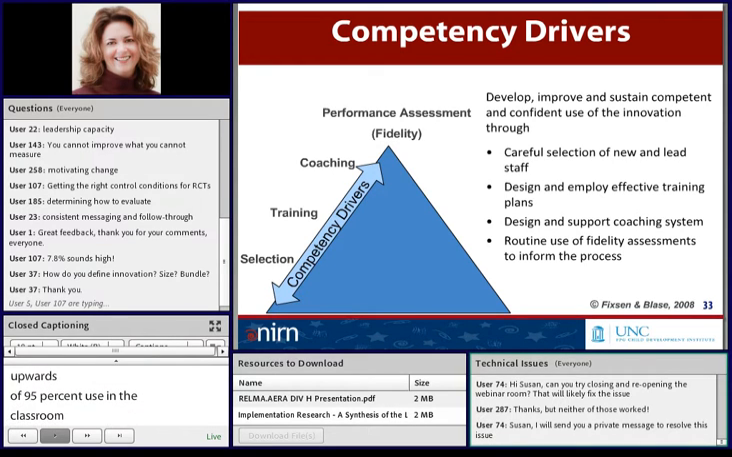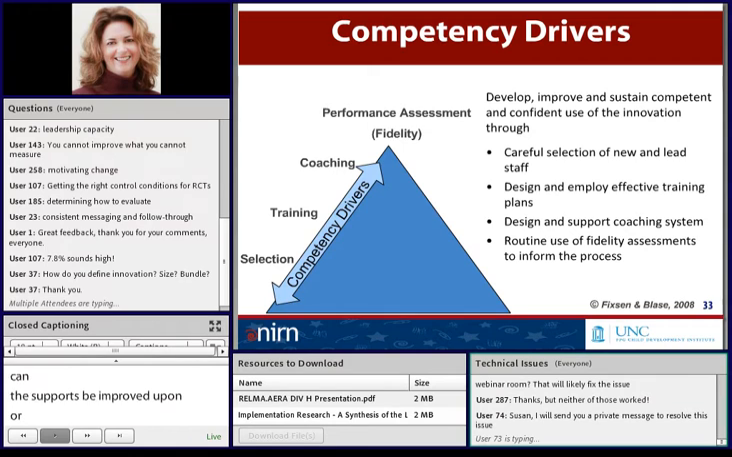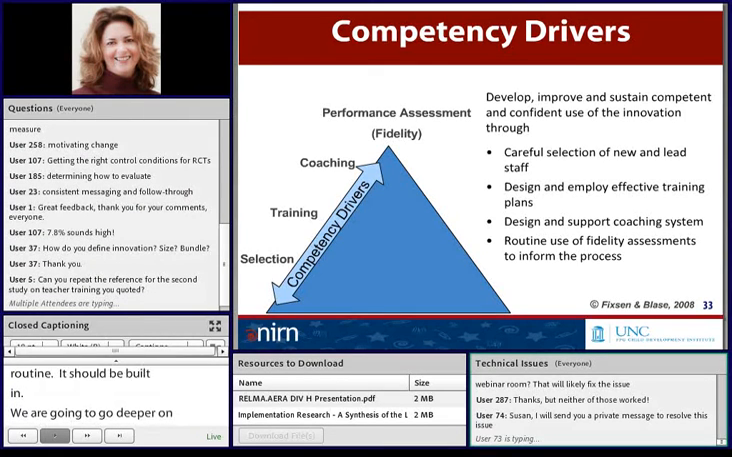Finally, we need performance assessments, or fidelity assessments, to help measure the strength and presence of an innovation and whether it's being implemented as intended. That fidelity data should then be used to inform how well those competency drivers, those implementation supports, are working. So how well is our training? How well is the coaching working? How can those supports be improved or tweaked based on the fidelity data that's coming in? And that should be routine. It should be built in. We're going to go a little bit deeper on that as well, but I wanted to provide that high-level overview of the competency drivers.